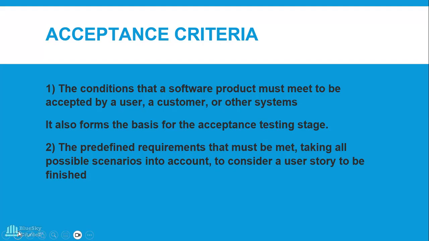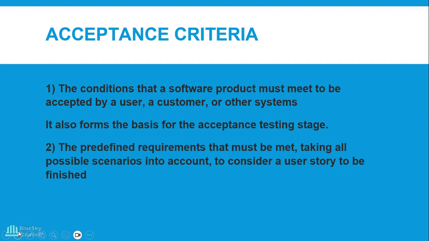Without the acceptance criteria, you cannot even test the user story, because the user story on its own is just like a wish. It's not complete without the acceptance criteria. The acceptance criteria is what forms the basis for acceptance testing. You might have heard of user acceptance testing. You might have heard of testing. All these are done based on the acceptance criteria.